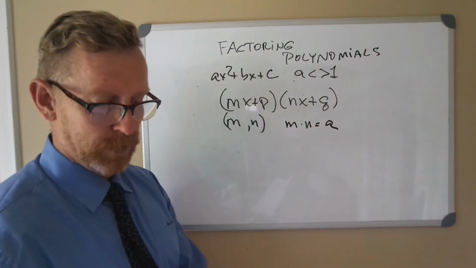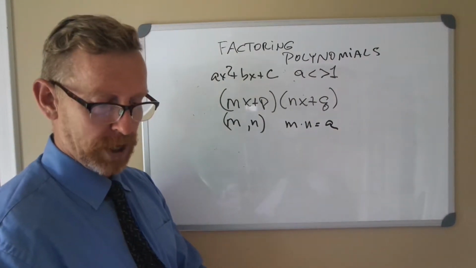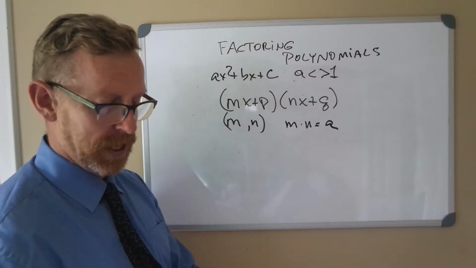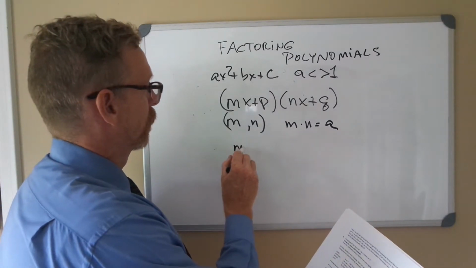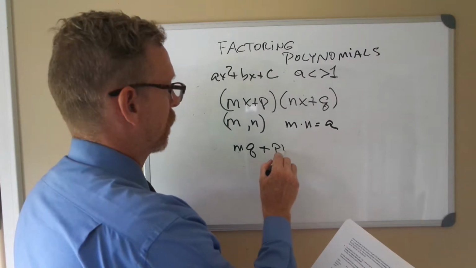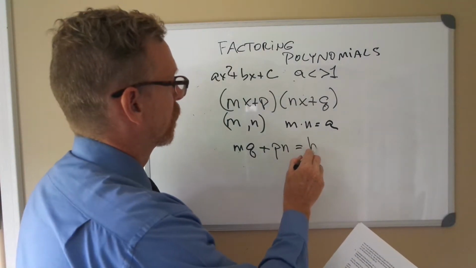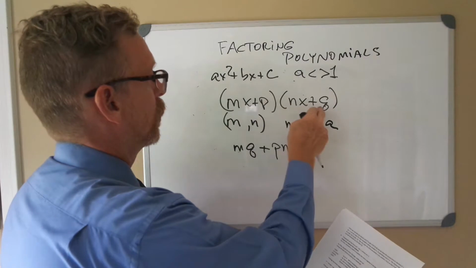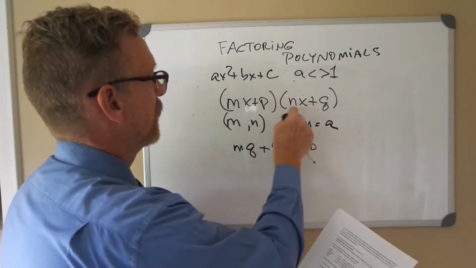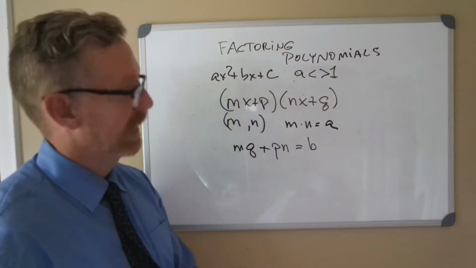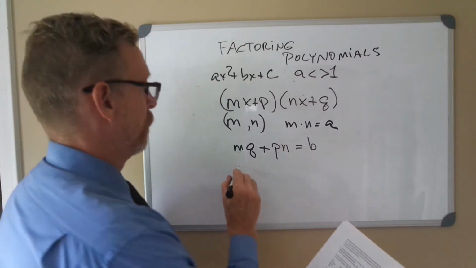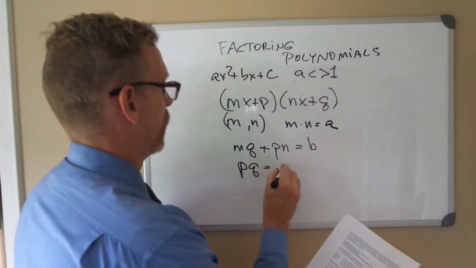Then the outside term coefficients are multiplied and added to the product of the inside terms, such that mq plus pn equals b. So mq plus pn is equal to b. And finally, the last terms of the factor solution, pq, must be equal to c.